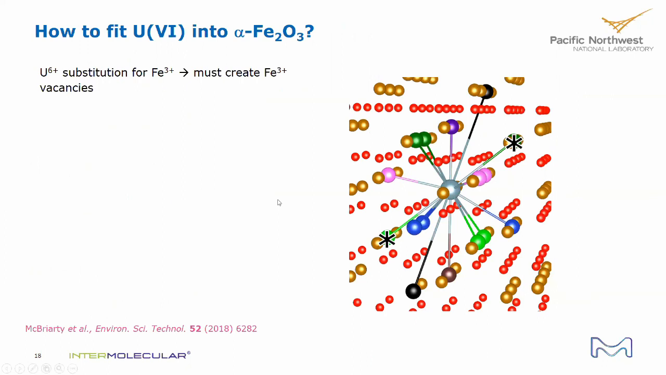So we started off by putting uranium into an iron lattice site in hematite. And if you're putting in this 6+ cation, you have to compensate for that extra positive charge somehow. We do that by creating iron 3 vacancies. In hematite, there are a lot of symmetry-distinct iron sites relative to this central absorbing site where the uranium is. We've got one face-sharing site in dark purple here, three edge-sharing sites, and a few other corner-sharing sites here.